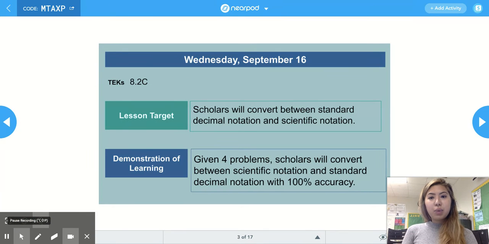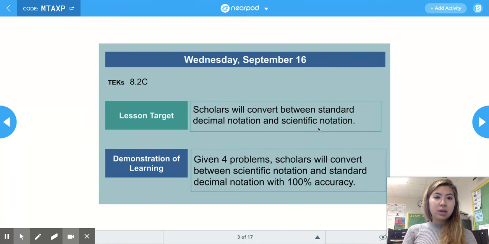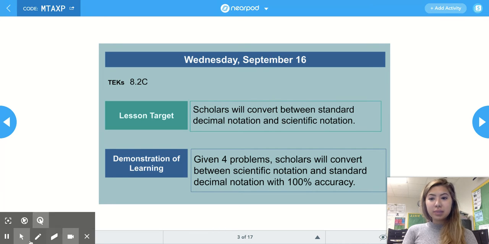Today's TEK is 8.2c. Our lesson target is scholars will convert between standard decimal notation and scientific notation. We also call it standard form and scientific notation. Our DOL is given 4 problems. Scholars will convert between scientific notation and standard decimal notation with 100% accuracy.